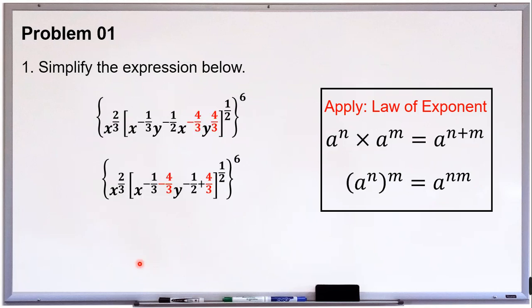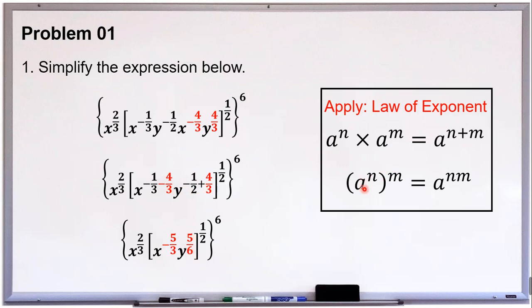Okay, so we have x raised to negative 1/3, then plus negative 4/3. So you have negative 1/3 minus 4/3, and the same also with the variable y. So we're going to combine negative 1/2 and 4/3. So you have negative 1/2 plus 4/3. Next is we're going to simplify their exponents. So you have negative 1/3 minus 4/3, that's negative 5/3. And then negative 1/2 plus 4/3, that is 5/6.